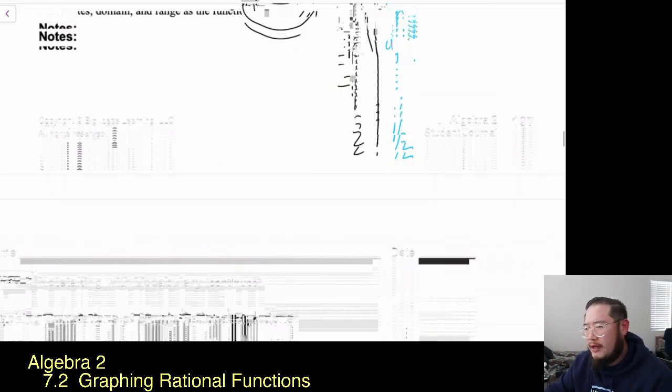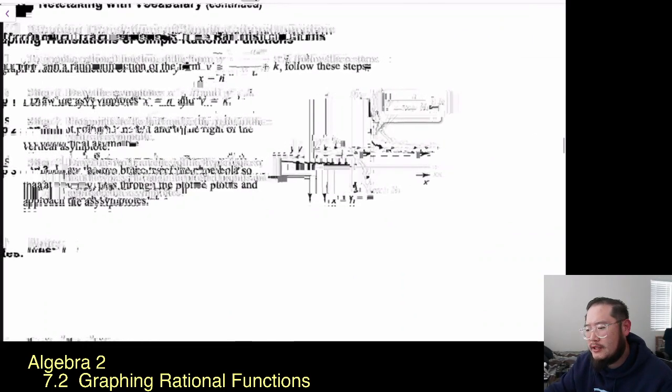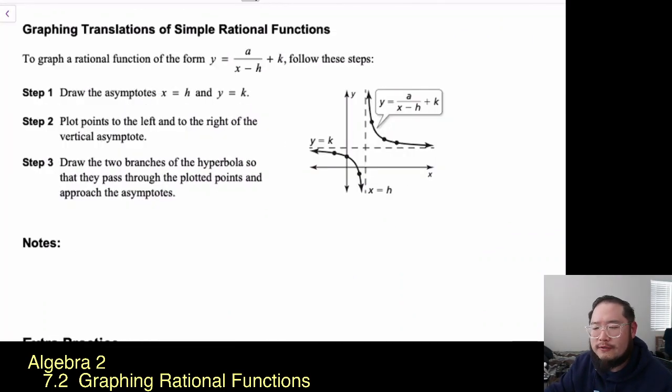The next part talks about graphing translations for simple rational functions. So y, or f of x, is equal to 1 over x is our parent function. But now we take it one step further, and we get y is equal to a over x minus h, and then plus k. Look at the denominator, we have that x minus h.